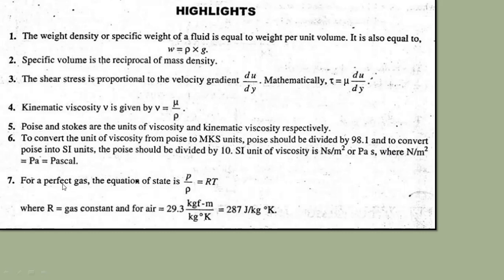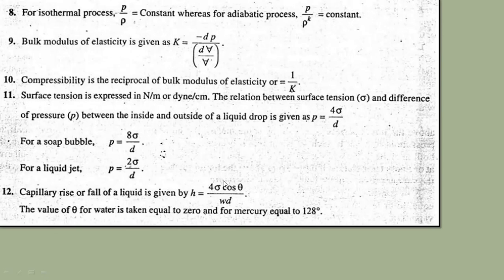So for the perfect gas, the equation of state is P divided by rho is equal to R into T, where R is the gas constant for air, which is equal to 29.3 kg force meter per kg degree Kelvin, or 287 joule per kg per degree Kelvin. Capital T is the temperature in degree Kelvin.